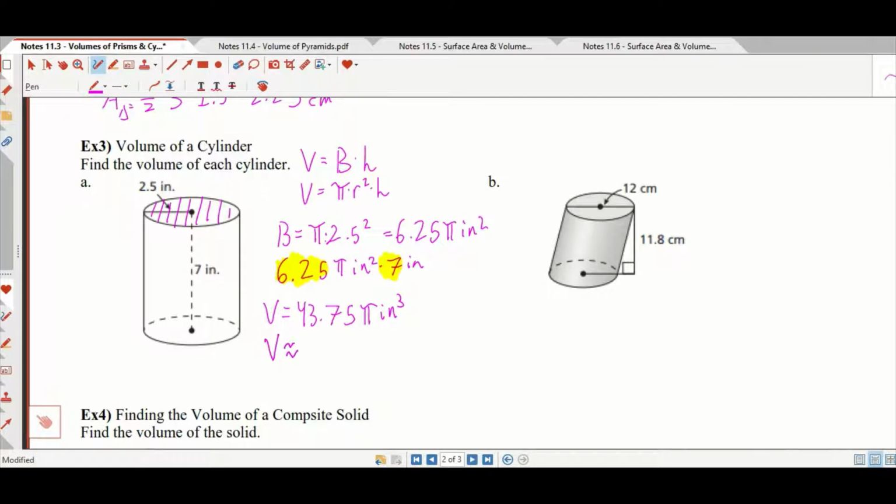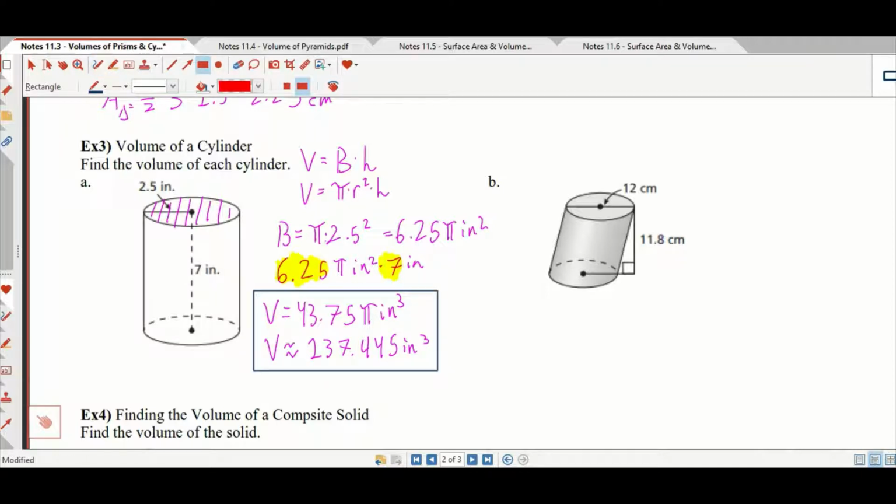Which, depending on what we're talking about, that might not be very helpful. So if you actually do 43.75 times pi, I get about 137.445 inches cubed. Now, you might be getting something a little different from that because you're using 3.14 or 22/7, or I had a student last year tell me for the first time that there's another fraction for pi that almost represents pi that's pretty good, but I forget what it is.